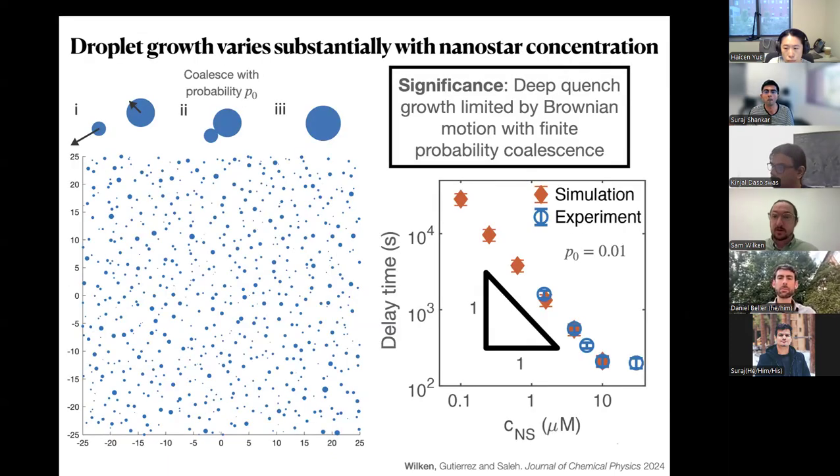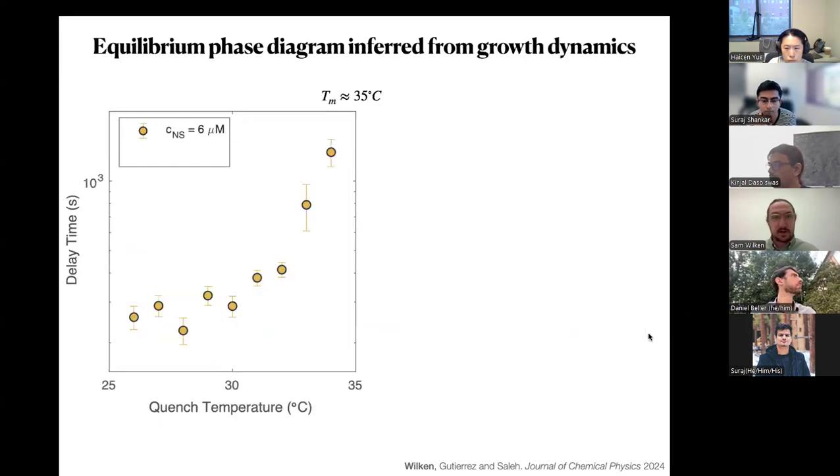Okay. So this is all for deep quench growth dynamics, but we can also perform experiments at different temperatures, and we can measure the delay time for a constant nanostar concentration at different temperatures approaching the melting temperature. What we see is that if the quench is deep, like we expected, the growth will be limited by transport mechanisms, like I mentioned previously, so it'll be relatively constant. But then as you approach melting, the delay time to see droplet appearance on the microscope seems to diverge.